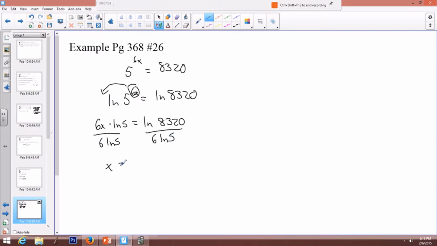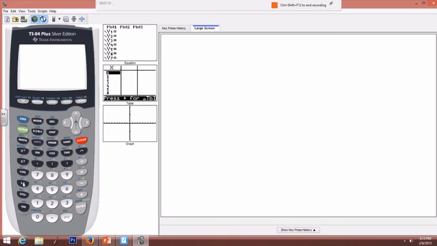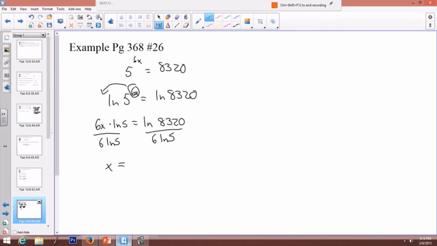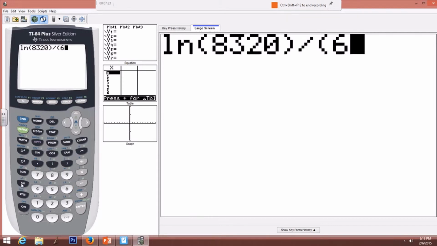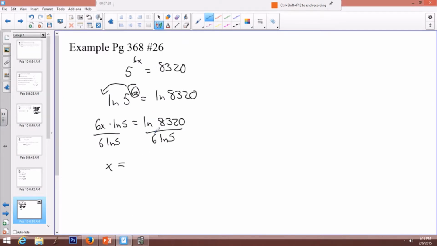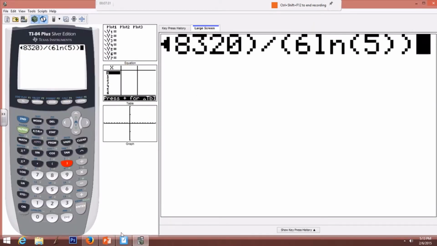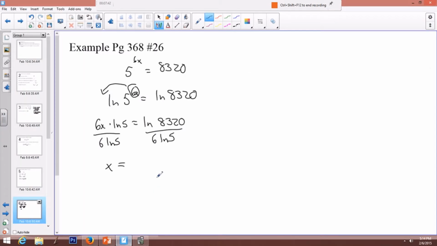me x, and that'll be equal to, and we'll just go grab a calculator real quick, and then we started with the ln of, forgot already, 8320. So ln of 8320, close that parenthesis, divided by, open the parenthesis, 6, and then it was ln 5, close the parenthesis twice just to make sure. Let's check. I think I have all of the values. 8320, that's what I want. Hit enter, and that is going to be 0.935. We'll make sure we round to 3 decimal places. 0.935.